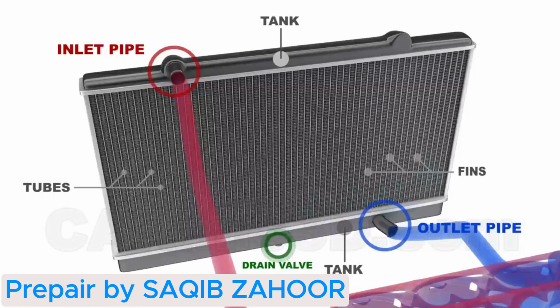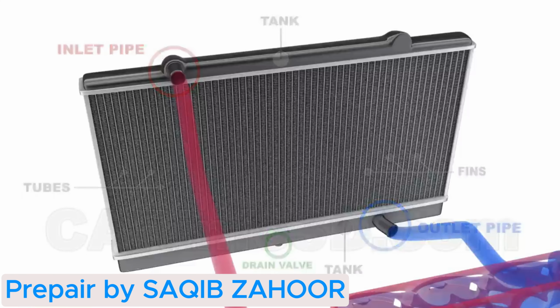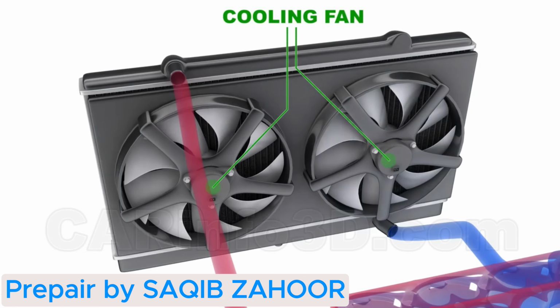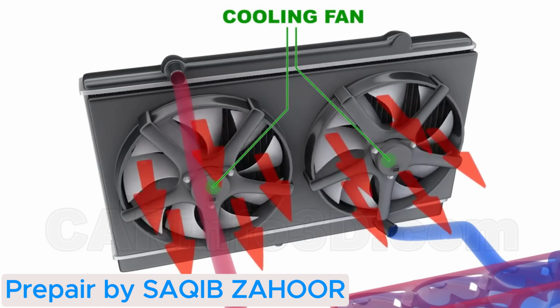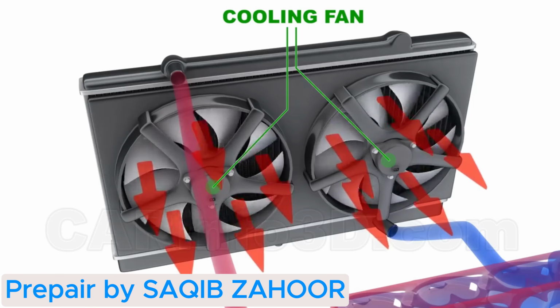A drain valve is normally located near the bottom of the radiator. The radiator is also equipped with one or more fans that boost the flow of the air traveling through the radiator in case the system fails to cool the liquid to the proper temperature.